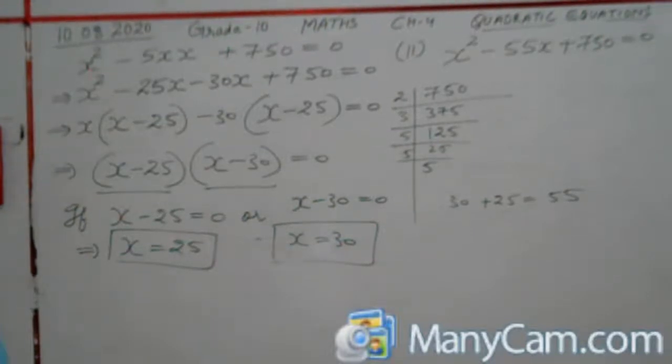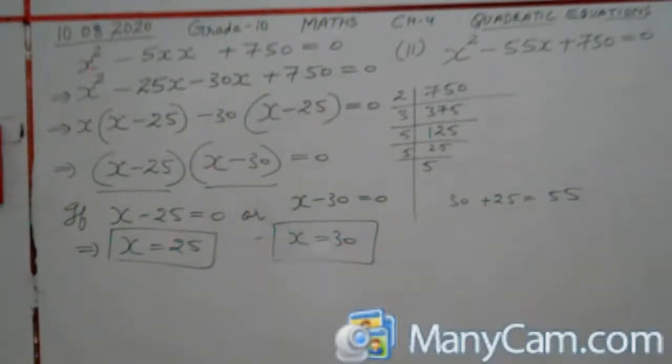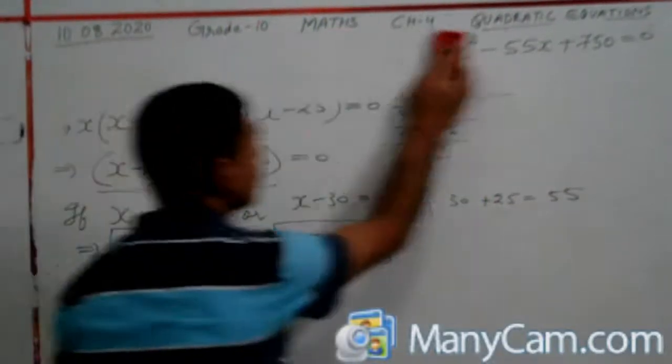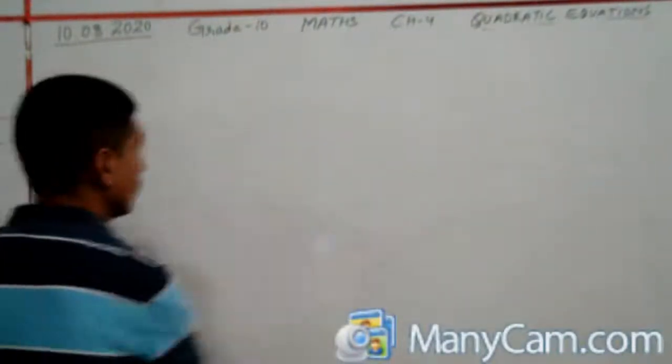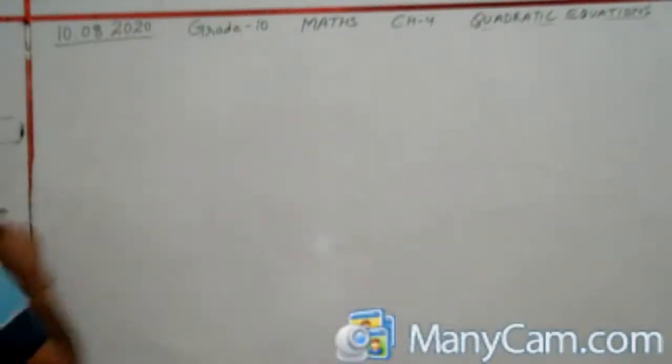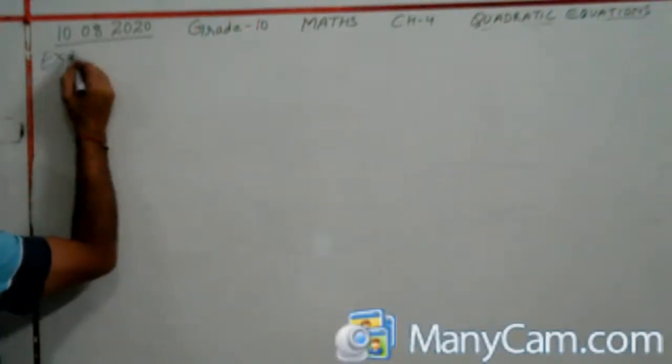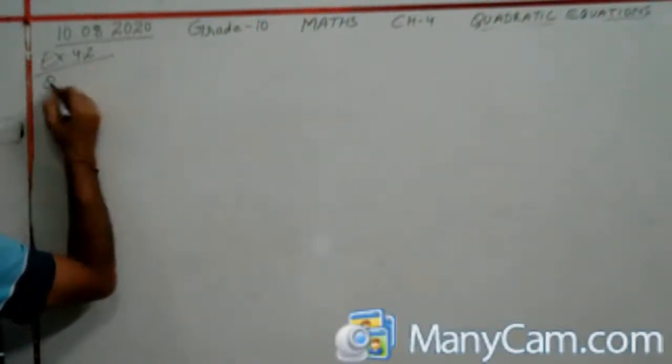Now just an idea about the remaining questions. Question number 3 is: find two numbers whose sum is 27 and product is 182. This question is in exercise 4.2, question number 3 at page number 76.